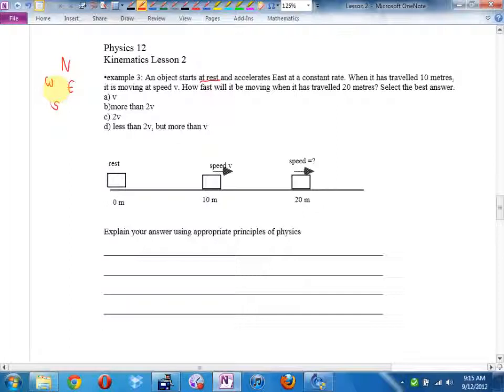When it has traveled 10 meters, it's moving at speed v. How fast will it be moving when it has traveled 20 meters? Select the best answer. V, more than 2v, exactly 2v, or less than 2v but more than v. And then it says, and explain your answer using appropriate principles of physics. Or in other words, convince me. So let's read this again. Object starts at rest, accelerates east at a constant rate. When it's traveled 10 meters, it's moving at speed v. How fast will it be moving when it has traveled 20 meters? It says v, more than 2v, exactly 2v, or less than 2v, but more than v.